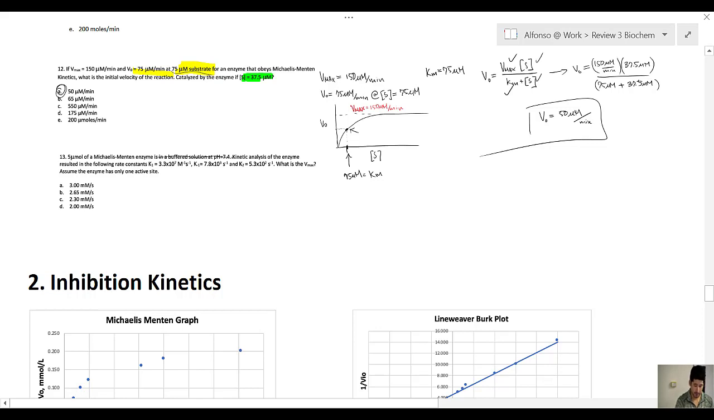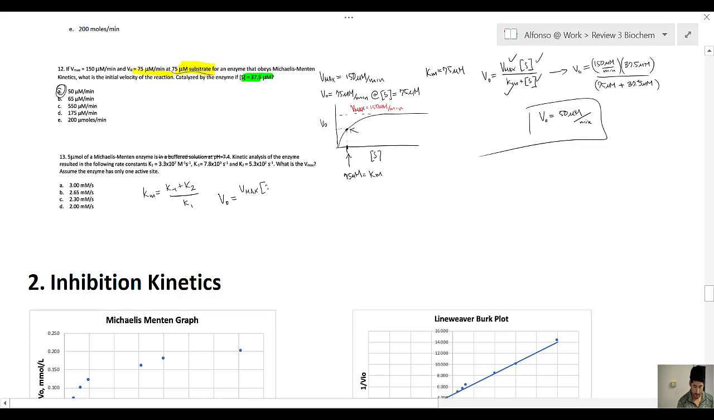It says that we have 5 micromole of a Michaelis-Menten enzyme in a buffered solution at a pH of 7.4. That's irrelevant. Kinetic analysis of the enzyme resulted in the following rate constants. So these are our rate constants. What is the Vmax? And assume that the enzyme has only one active site. A lot of people might think that since we're given a bunch of these rate constants, we can easily find the Km, which is true. You can find the Km this way.